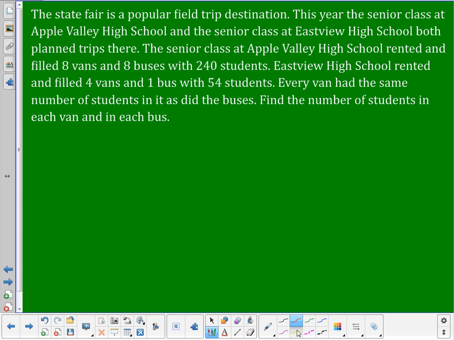So again, the first thing I want to figure out is what are they asking me? Find the number of students in each van and each bus. So I'm going to say that X is my vans, Y is my bus. The number of students in each van, number of students in each bus.